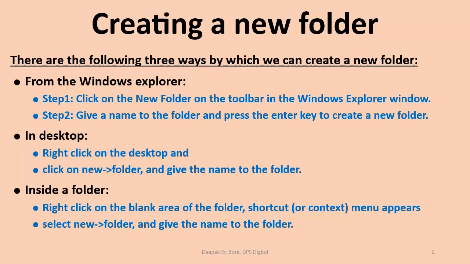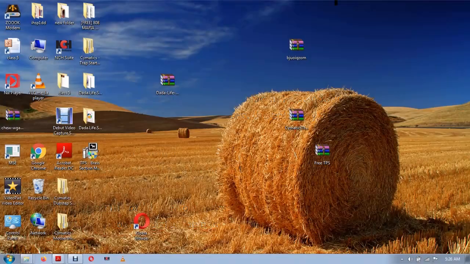Creating a new folder. There are three ways by which we can create a new folder. First, from the Windows Explorer, second in the desktop, and third inside a folder. I'm going to explain to you practically how to create a new folder. Now let us see how to create a new folder. First, let us see in the desktop how we can create a folder in a desktop.